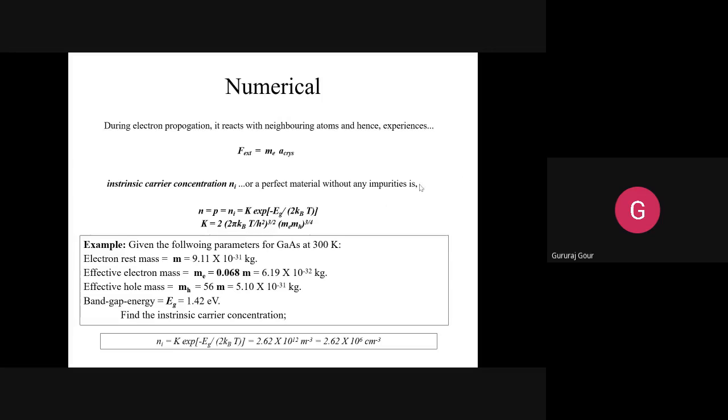Remember, one constant he has not given even in this problem, that is the Boltzmann constant. Constants like Planck's constant and Boltzmann constant you should remember. Normally they will not be given as part of the numerical. With these values, if I substitute here, the K value you need to calculate in advance, and substituting everything, we finally get 2.62 times 10 to the power of 6 per cubic centimeter.